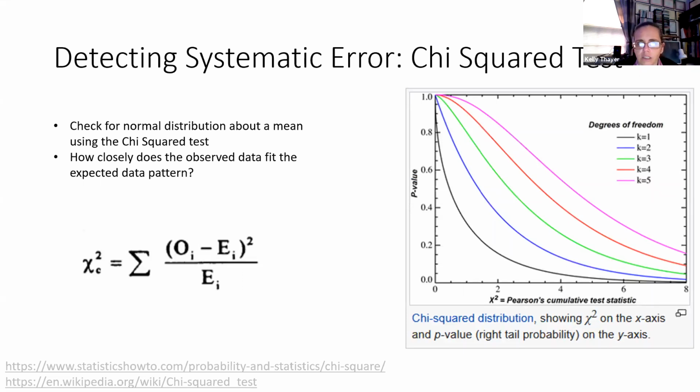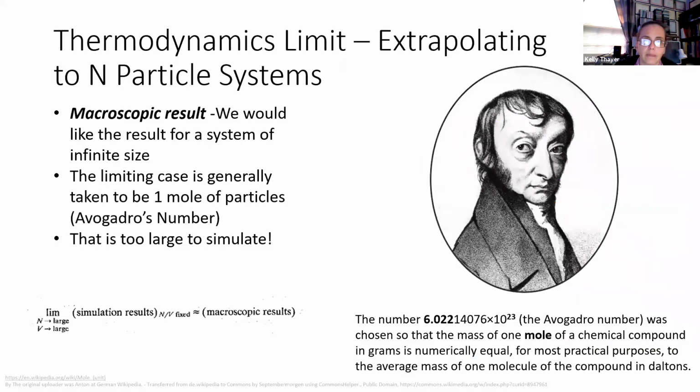So we might want to try to detect systematic error. We can apply the chi-squared test in order to do this. You may be familiar with the chi-squared test from a statistics class, or perhaps some other classes. You can use the chi-squared test to check that a given distribution fits a particular distribution, and the Pearson's chi-squared test is going to check for the normal distribution about the mean using the Gaussian. So what we're going to ask with this test is how closely does observed data fit the expected data pattern, and this test can answer that at various degrees of freedom. So of course we would like it to work well.